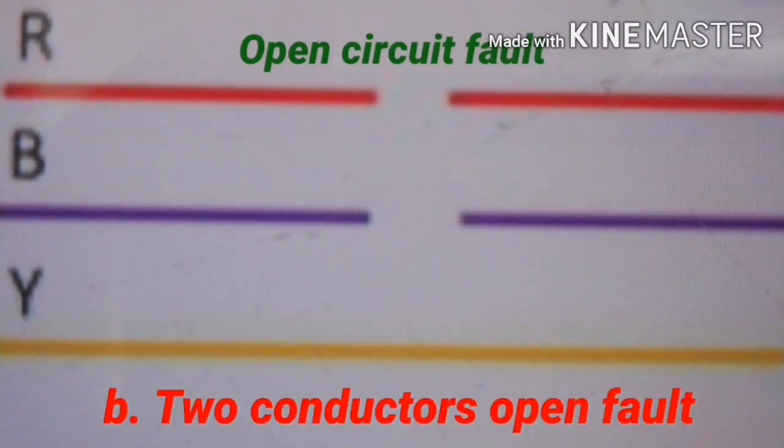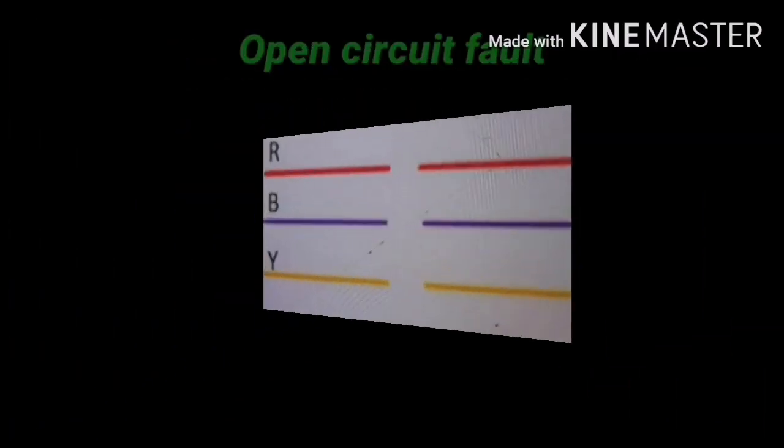Now see the two conductor open fault. In this type of fault, two conductors or two phases are open. It may be any two phases in between these three. It is red and blue, blue and yellow, yellow and red. Current is interrupted by two conductors, so it is known as two conductor open fault.